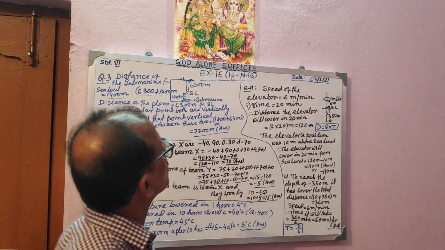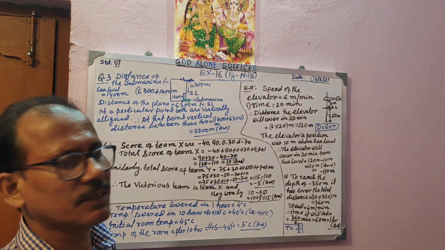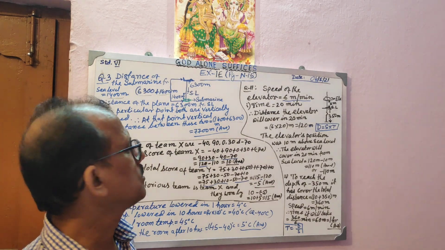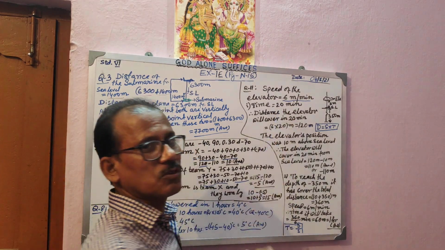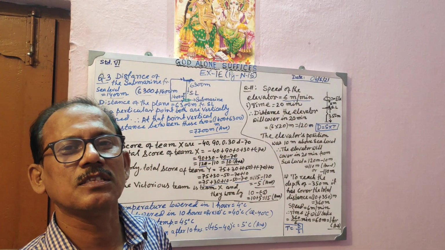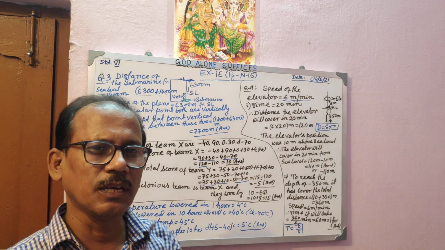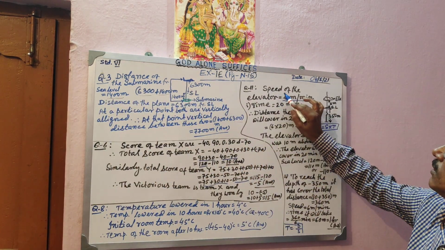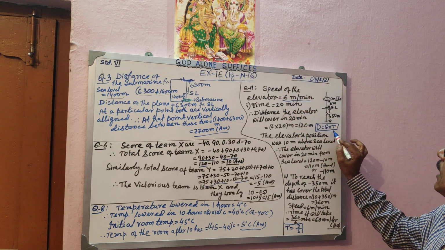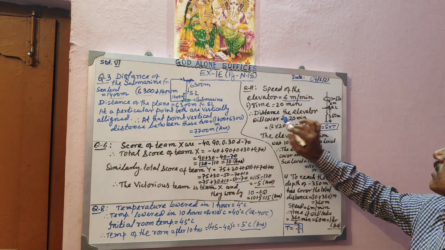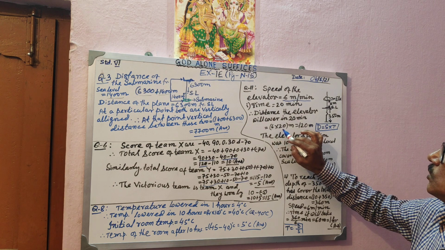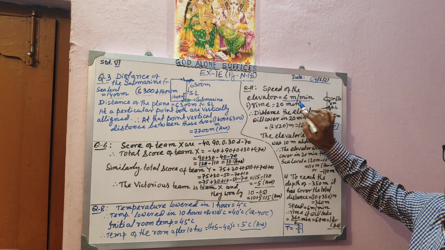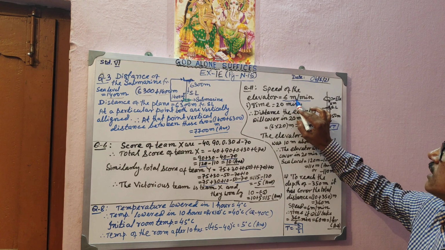For the first question, the speed of the elevator is given as 6 meter per minute. Understood? And the time given is 20 minutes. In 20 minutes, how much distance will the elevator cover? The speed into time will be the distance. So the distance covered in 20 minutes will be 6 into 20 meter. Both are in meter per minute and minute. Be cautious, it has to be the same unit.